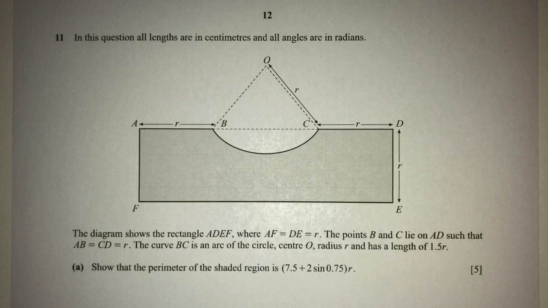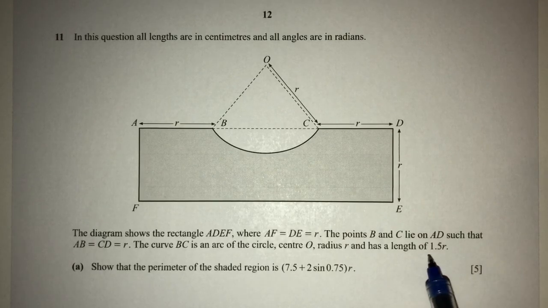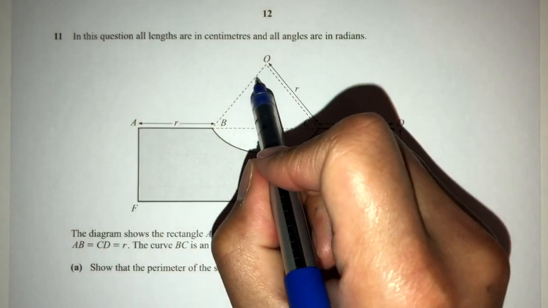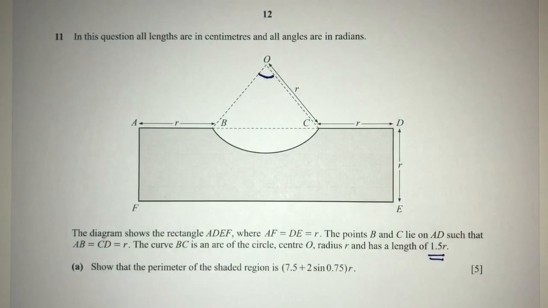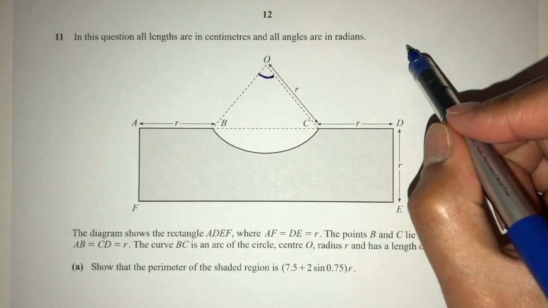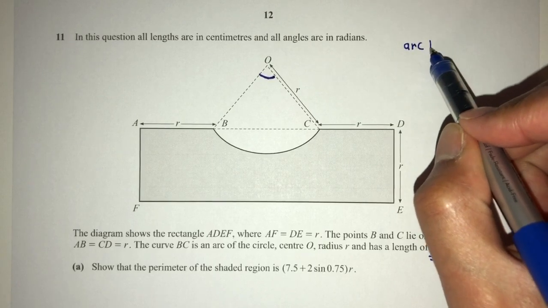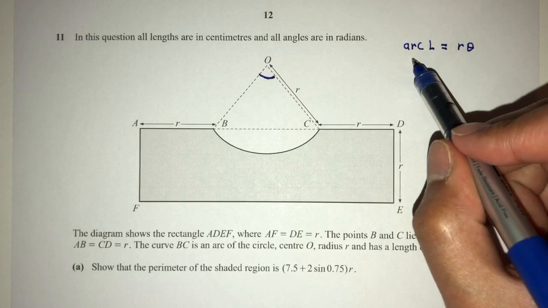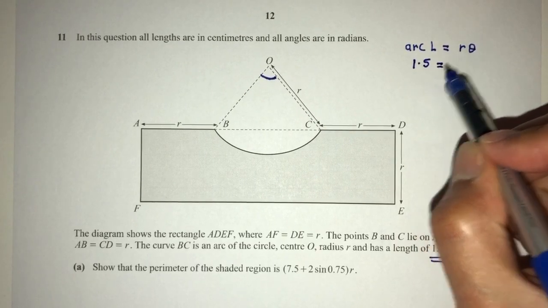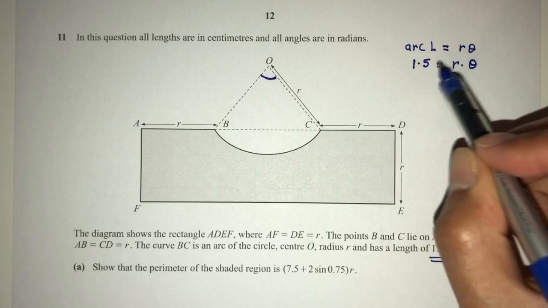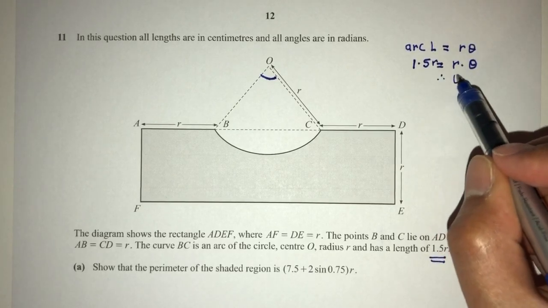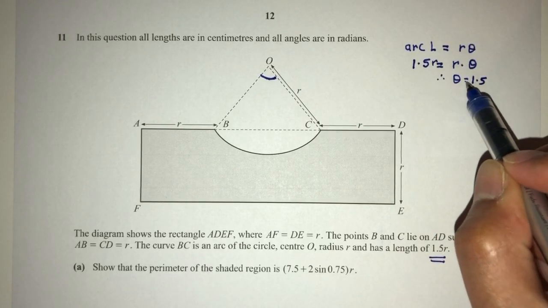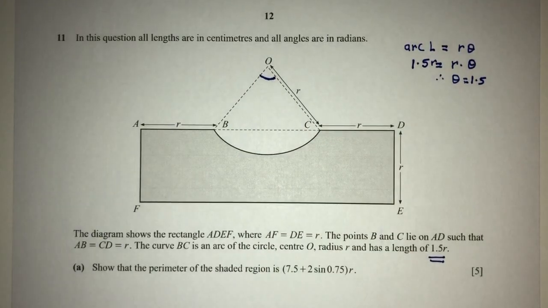Good. The curve BC is an arc of a circle center O, and the length of the arc is 1.5 R. So which means this angle here will be what? We have to know the formula for arc length, which is R theta. The arc length was given as 1.5 R. This is R, right? So it means theta has to be 1.5 radians. So the angle here will be 1.5 radians.